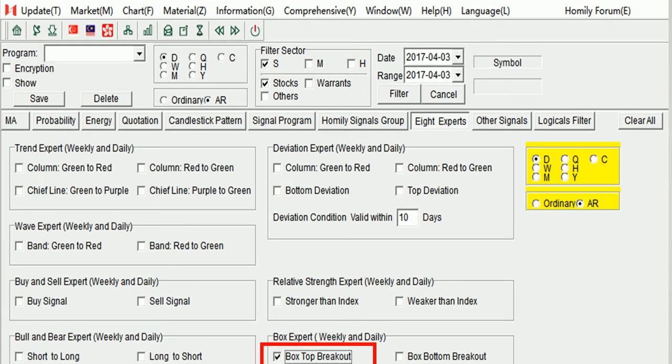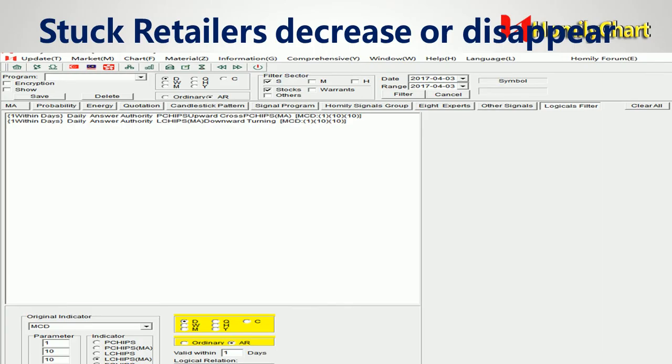Next condition. Box breakout. Why? Because this is the box, right? We want to find some stocks with the box top breakout. So we can click 8 experts, the box top breakout. Okay? So this one. Then the next one is different. So this one and this one, the third condition is different.